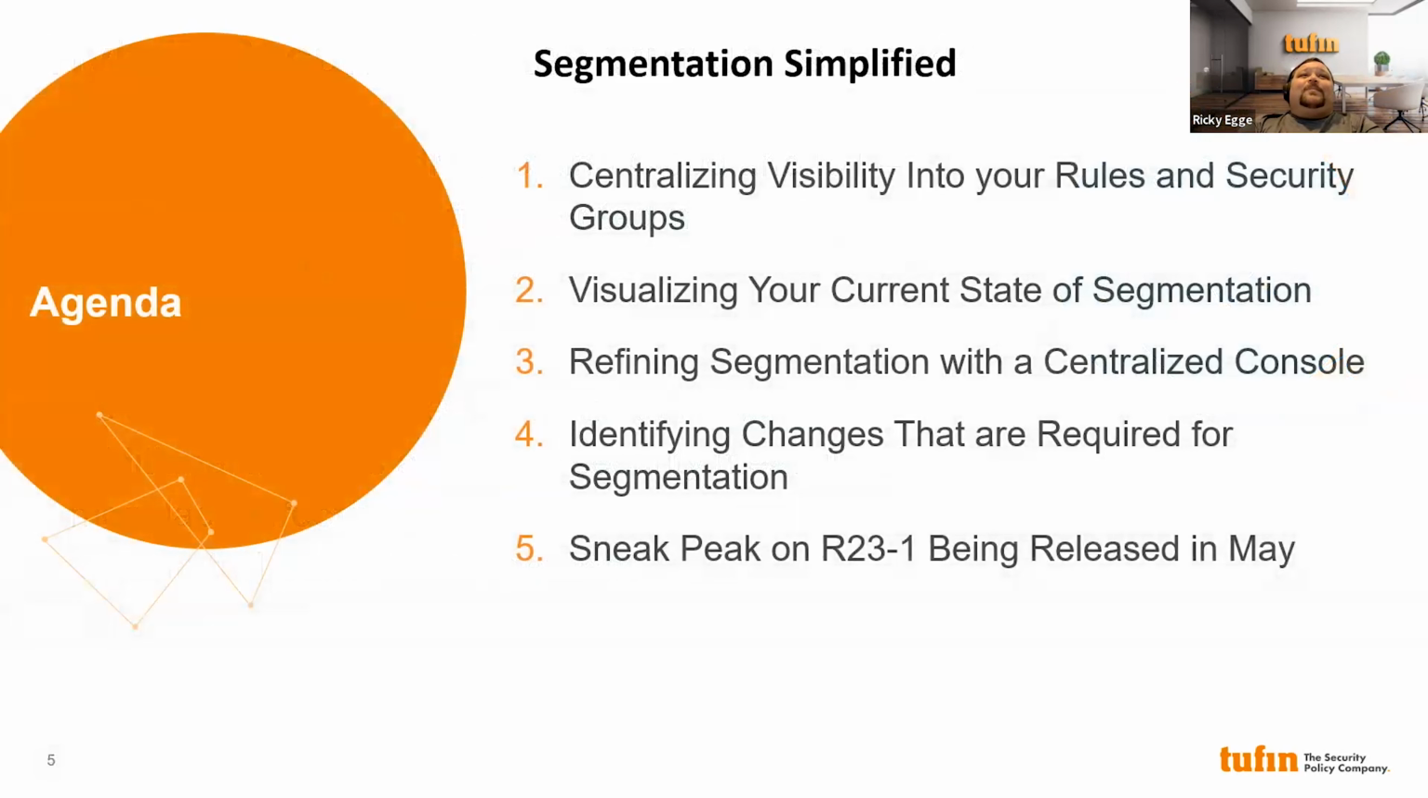So as part of Segmentation Simplified, what we're going to get into is centralizing visibility in your rules and security groups and how you can do that with Tufin, and then visualizing your current state of segmentation and understanding what currently exists, refining segmentation with a centralized council, identifying changes that are required for segmentation, and then we're going to get into a sneak peek on R23.1 being released in May. There's going to be some good functionality built into that we're really looking forward to.